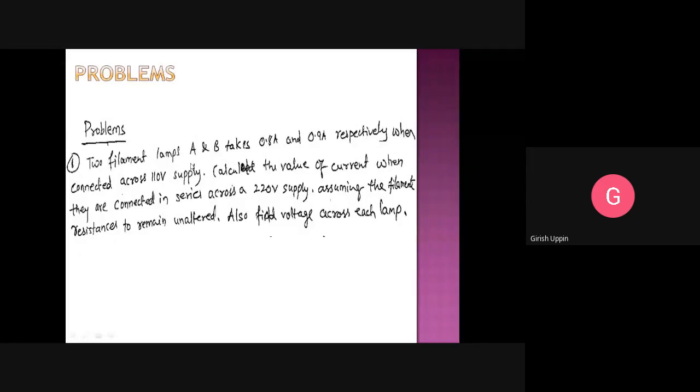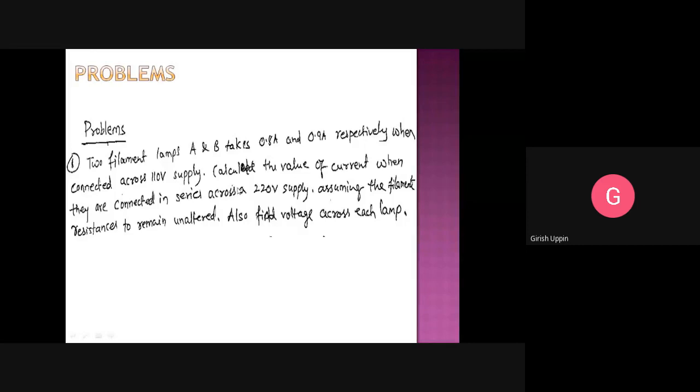Two filament lamps A and B take 0.8 ampere and 0.9 ampere respectively when connected across a 110 volt supply. Means we have two filament lamps. So don't worry about whether it's a lamp or heating element. It is just as good as a resistor. Lamp A connected across 110 volt will take 0.8 ampere. Lamp B connected across 110 volt will take 0.9 ampere respectively.